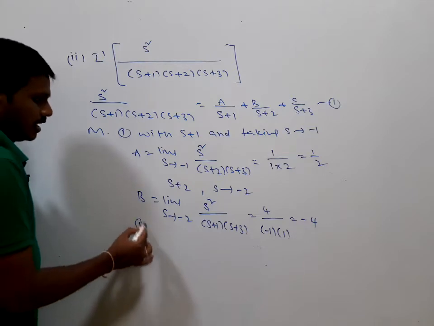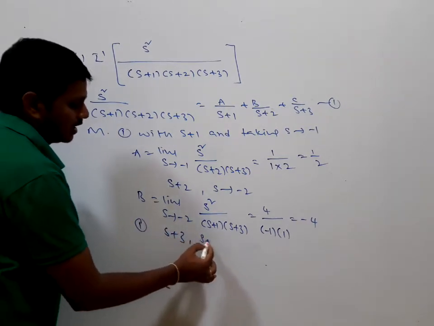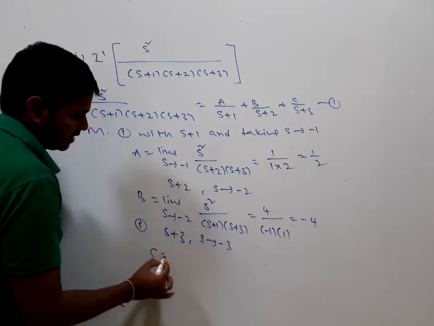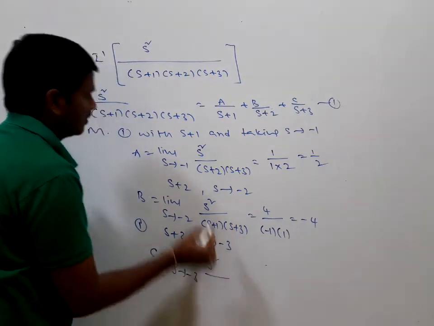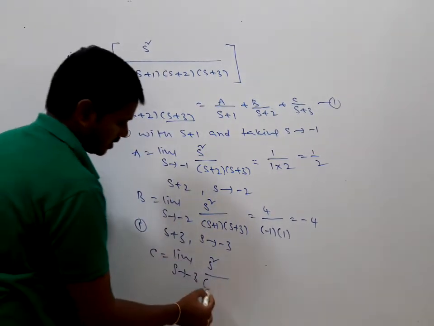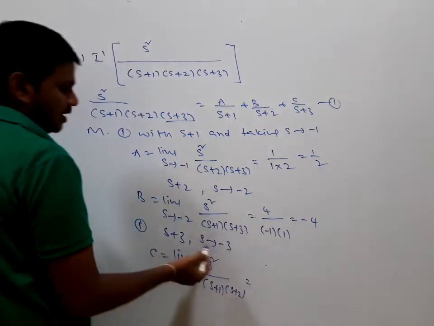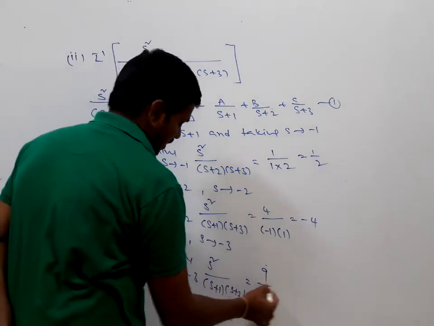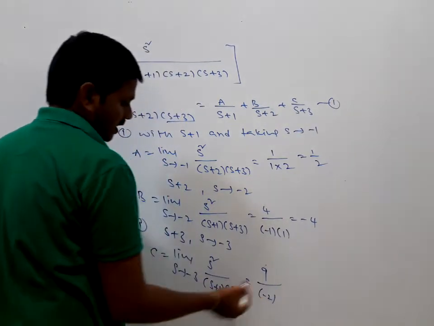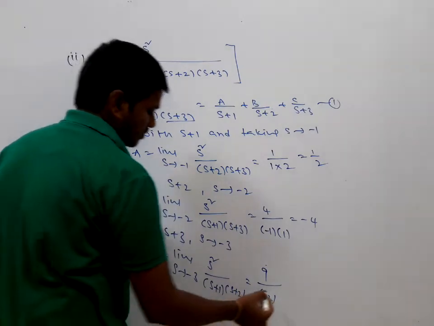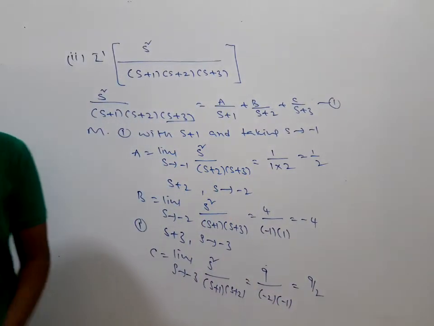Next, multiplying equation 1 with s plus 3 and taking s tends to minus 3, we will get c. C is equal to limit s tends to minus 3 of s square divided by (s plus 1) into (s plus 2), since we don't get this term. Minus 3 whole square is nothing but 9. Here minus 3 plus 1 is minus 2, and minus 3 plus 2 is minus 1, which is equal to 9 by 2.